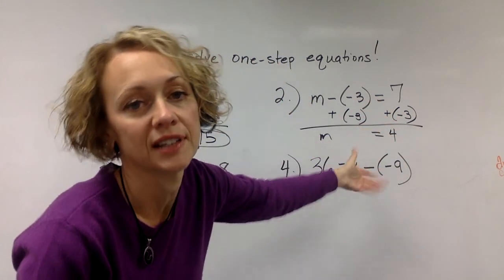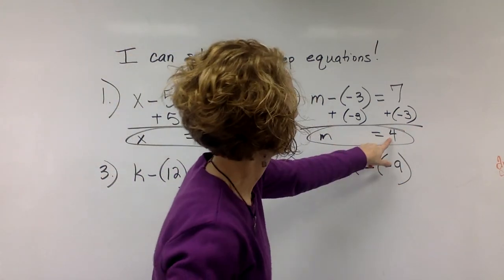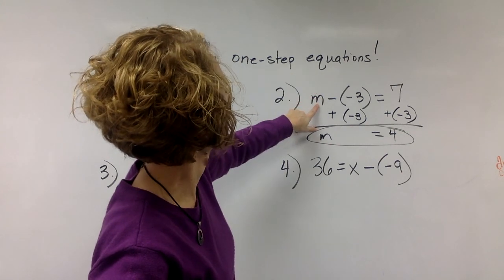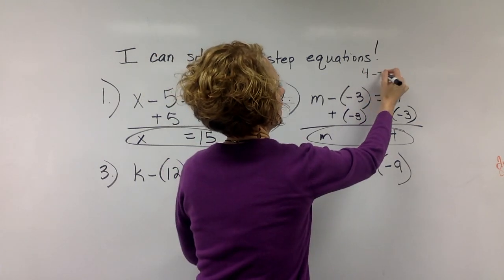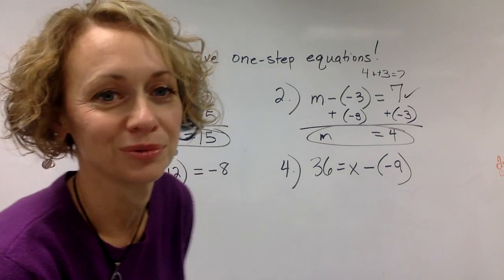7 plus a negative 3, signs are different. Subtract, and keep the sign of the larger. So now I've got a solution. I'm going to take 4, plug it in right here for m to check it. So I have 4 minus a negative 3. So 4 minus negative 3 really is 7. So I know that this solution works.